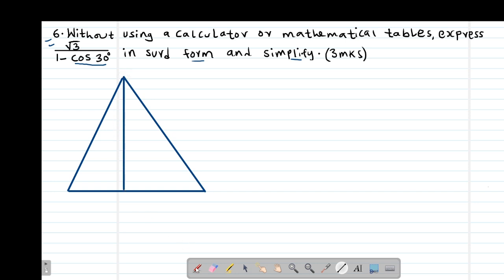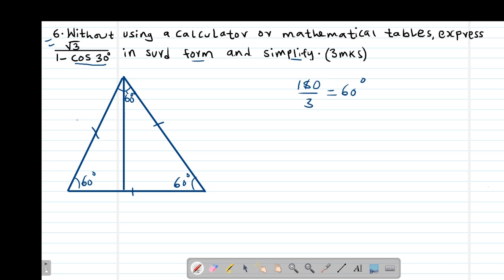If it's an equilateral, we know that the sum of interior angles of a triangle is 180. The total angles are 3, that is, we have this angle, this one, and this other angle, so if you divide by 3, each angle must be 60 degrees. So this is 60 degrees, this is also 60 degrees, then the upper angle is also 60 degrees. Because we are talking of an equilateral triangle, all angles are equal. Similarly, all sides are equal.